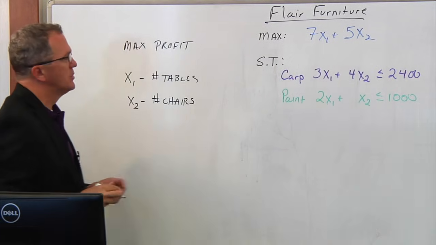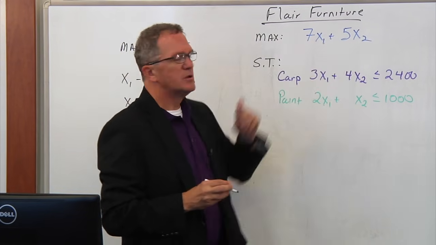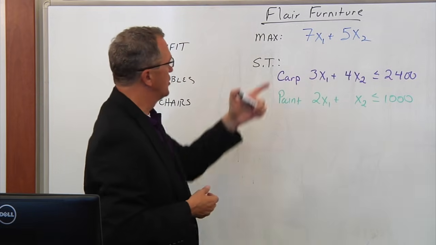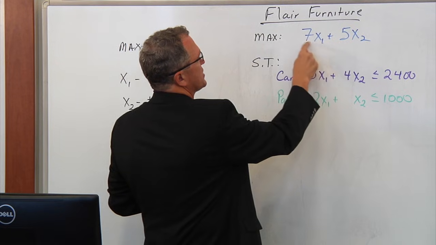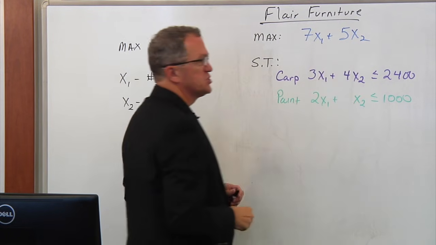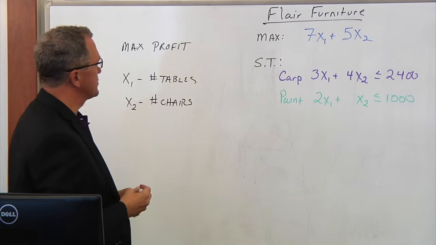From the problem, we know that we make $7 profit for every table and $5 profit for every chair, so our profit is going to be 7 times the number of tables, $7 per table, plus $5 per chair. We also, from the problem, had two constraints.